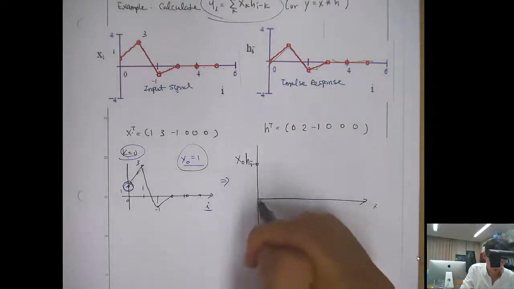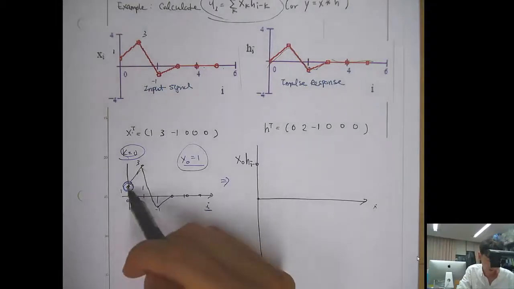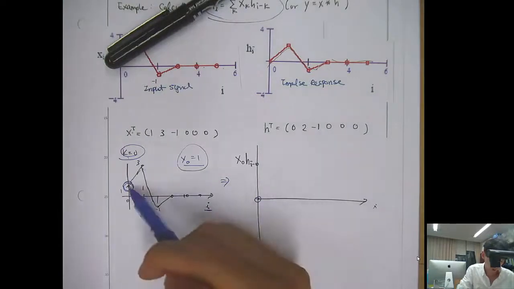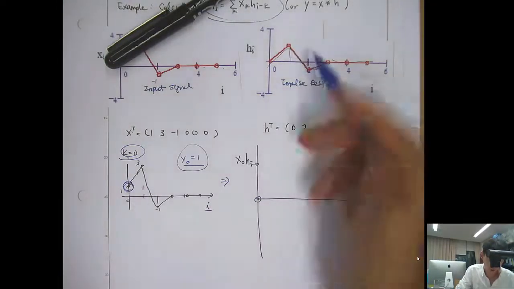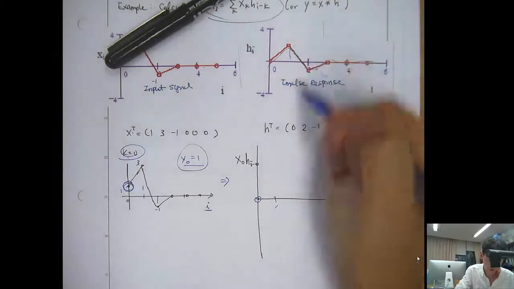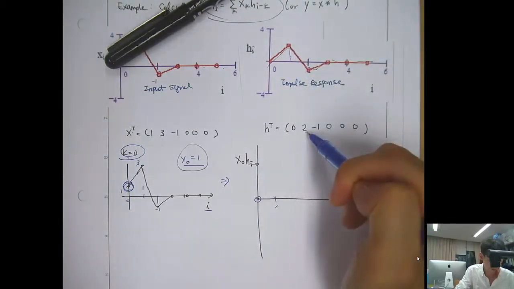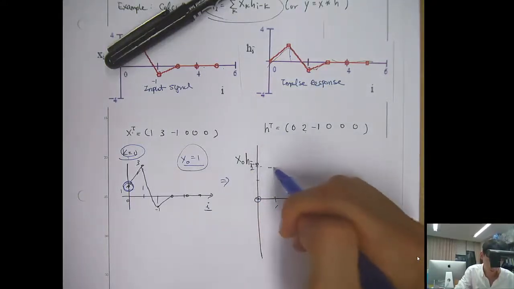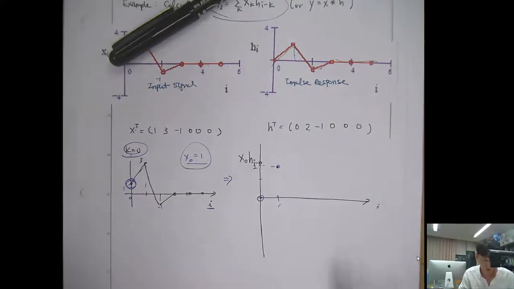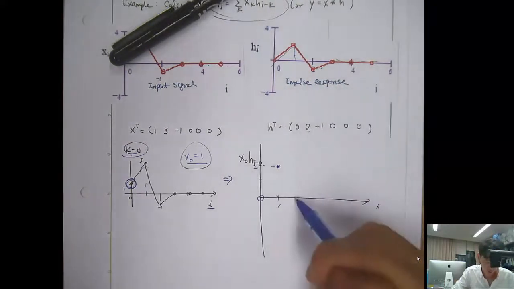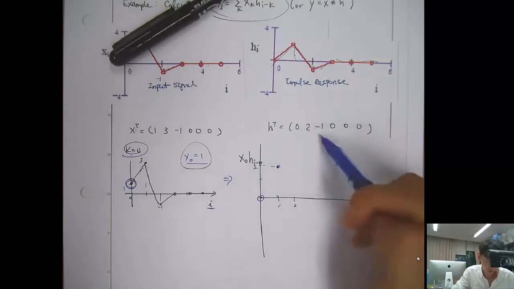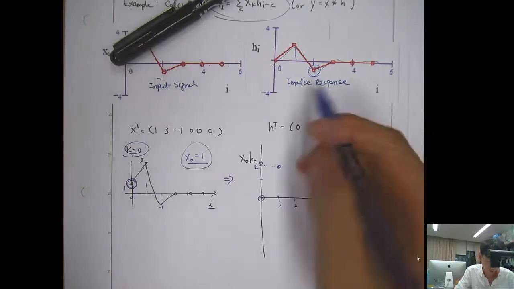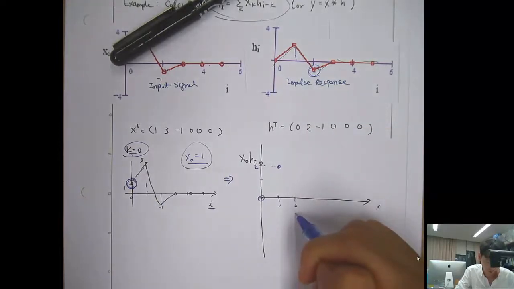So what happens when i is 0? 1 times 0, so it's 0. When i is 1, h is 2, and 1 times 2 is gonna be 2 here. And when i is 2, so that's here, h is minus 1, and 1 times minus 1 will be minus 1 here.